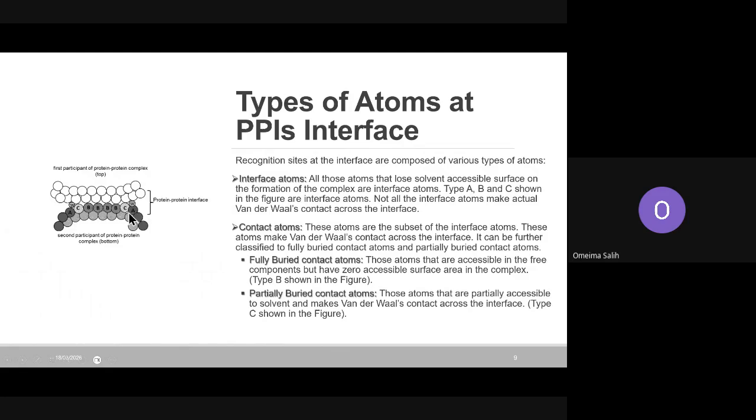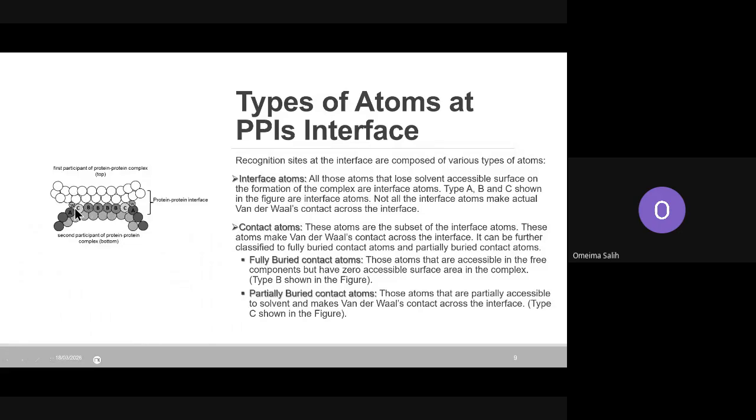Some of these atoms are fully buried, and others are partially buried. That means if they are fully buried, they are not exposed at all to the solvent. But if they are partially buried, then they are partially accessible to the solvent in the cell. So those that are fully buried, like B, are not exposed to the solvent at all.